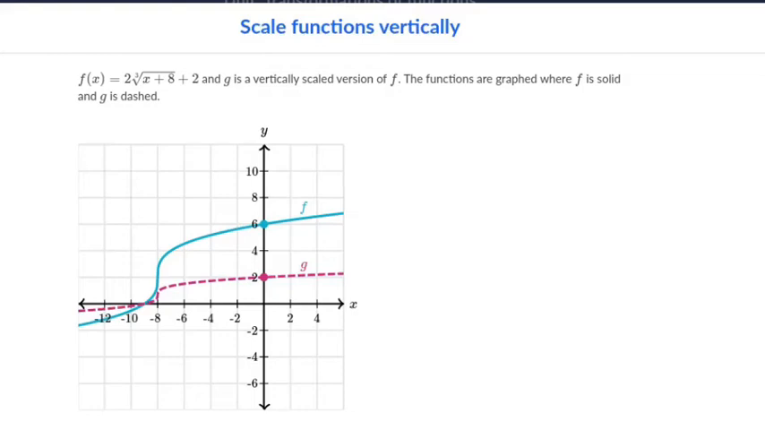All right, look at this one. It says scale functions vertically, though. Here's f, and g is a vertically scaled version of f. So here's f. Okay, there's f. And then g, which is the dotted one, is a scaled version of this. Notice that when it crosses the x-axis, there's not much change.